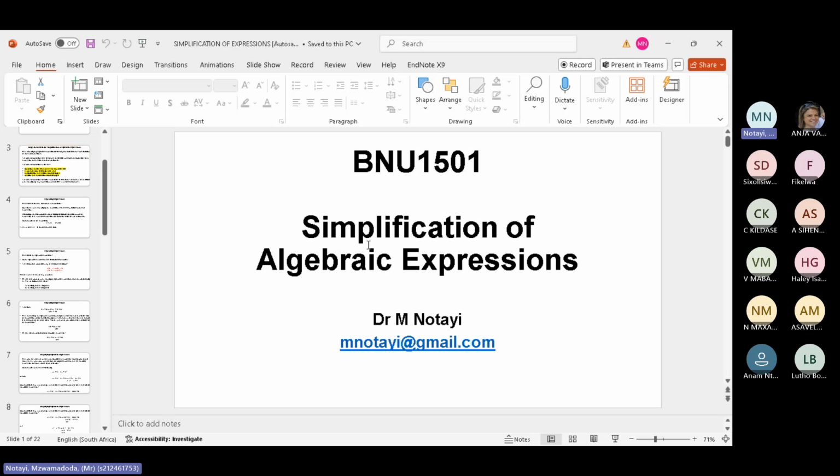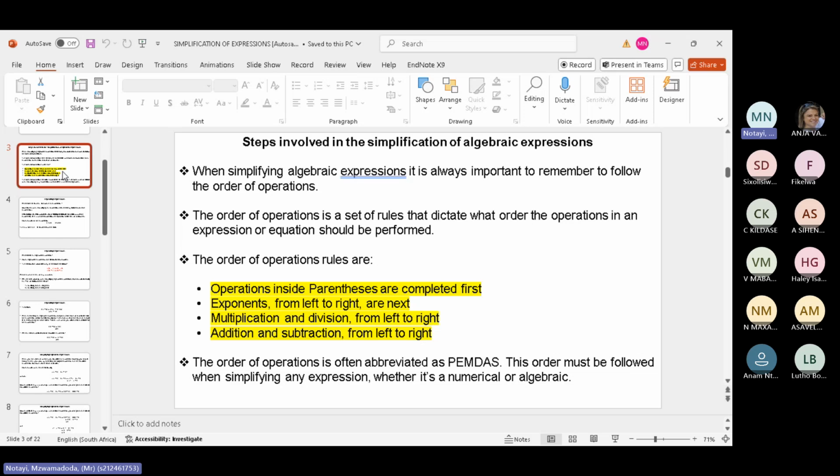Okay, we talked about simplification of algebraic expressions, and I just want to share an old question paper with you. I'm sure you remember the steps that we talked about. We said the order of operations rules are: you operate inside the brackets first, and then you deal with the exponents from left to right, and then you deal with the multiplication and division from left to right, and lastly you deal with addition and subtraction from left to right.